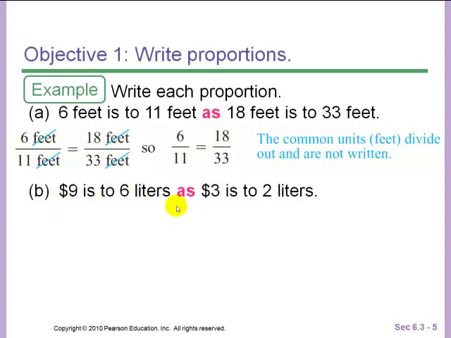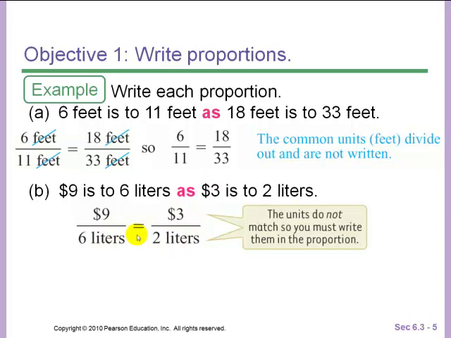$9 is to 6 liters as $3 is to 2 liters. In this case, we have different units, so this is a rate. Our first rate is $9 is to 6 liters, or $9 over 6 liters. And our second rate is $3 is to 2 liters. In this case, because it's a rate and they have different units, you must leave your units in the answer. So this is a proportion of ratios, this is a proportion of rates.